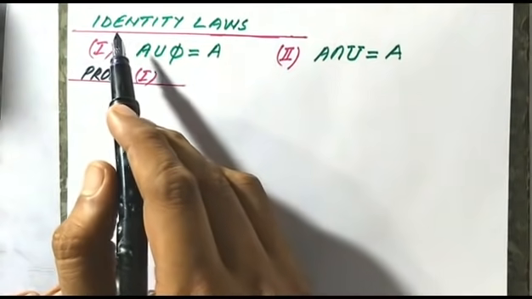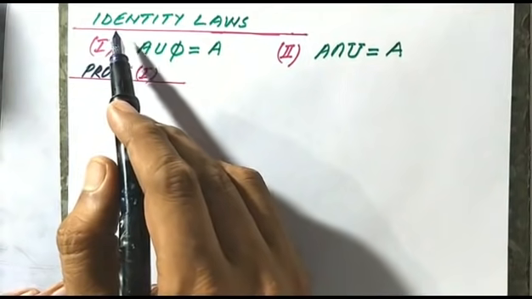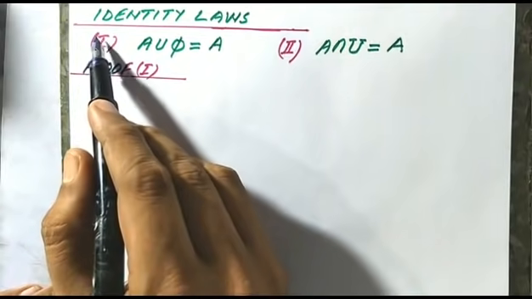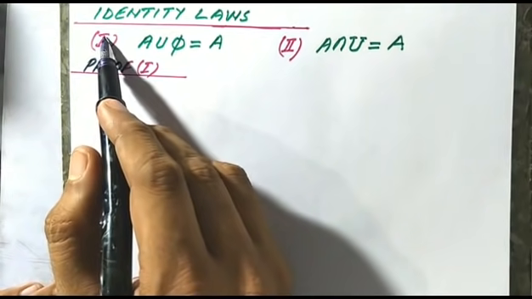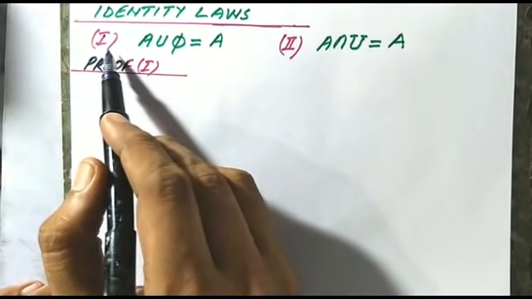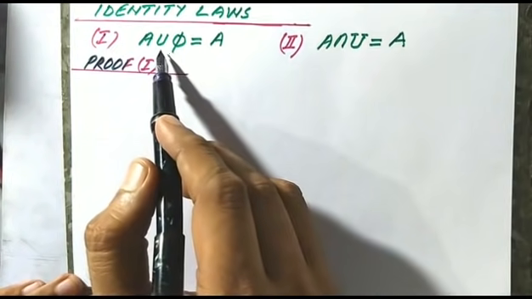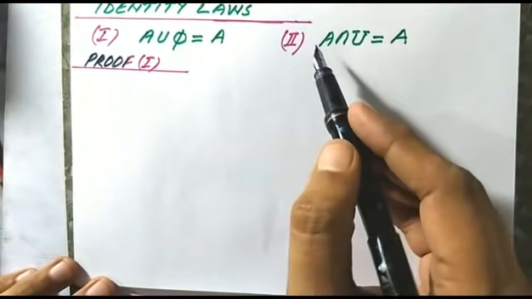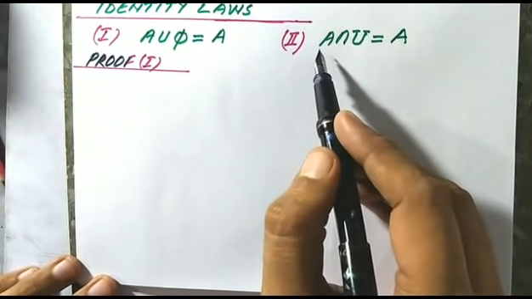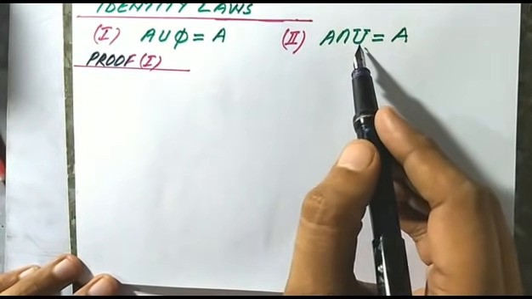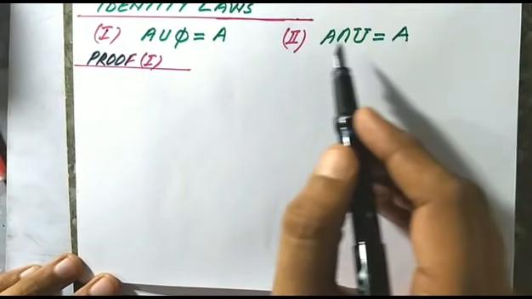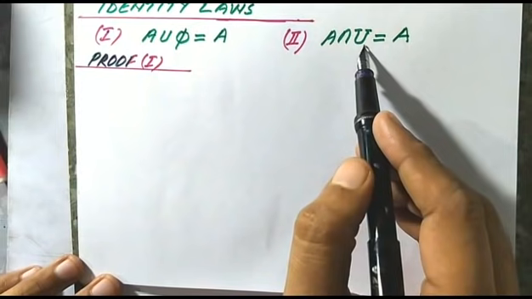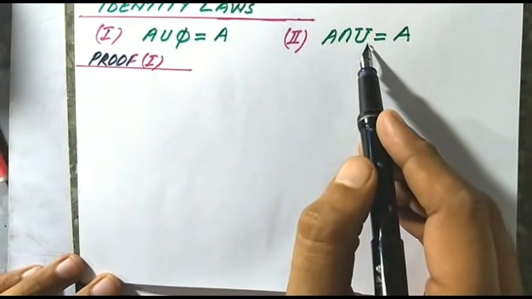Now the second laws are identity laws. Identity laws are also two laws. First identity law is A union phi is equal to A, and the second identity law is A intersection U is equal to A, where phi is a null set and capital U is a universal set.